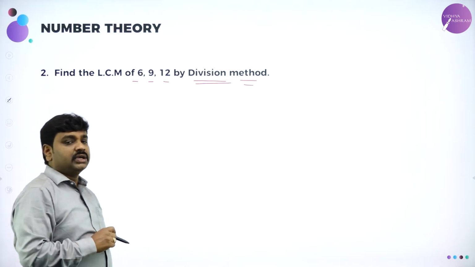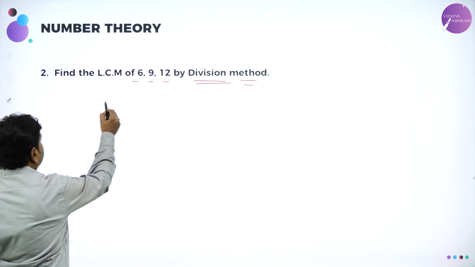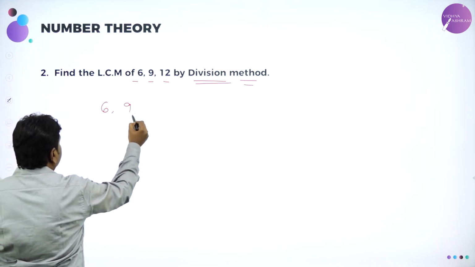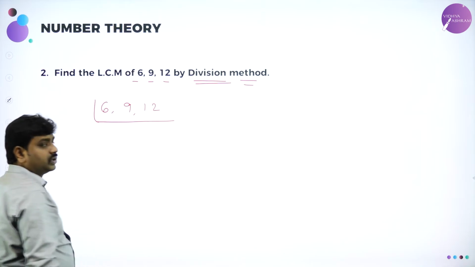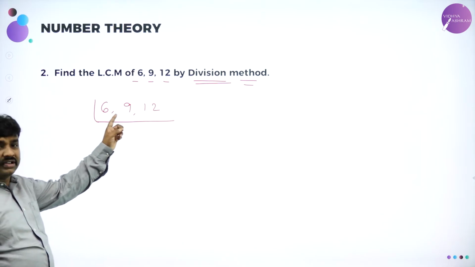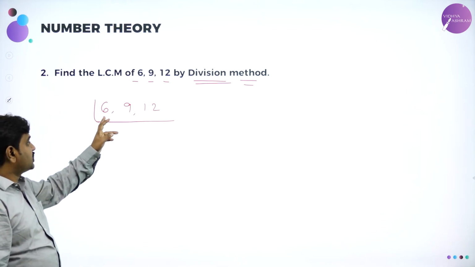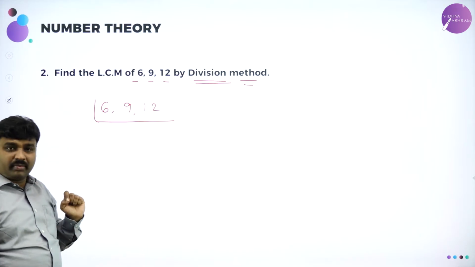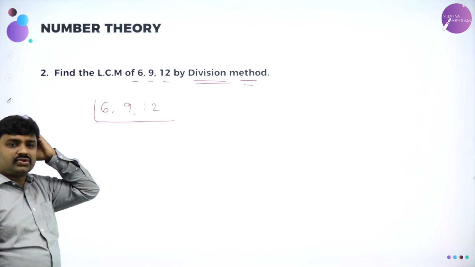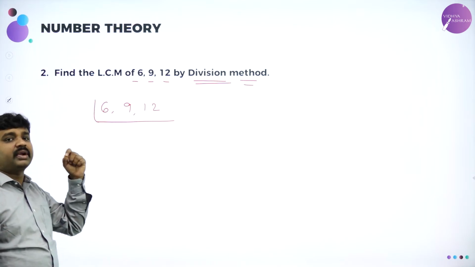Now I will teach you how to find the LCM by the division method. The first step is to write the given numbers 6, 9, 12 in a horizontal row and put a line like this, separating the numbers by commas. 6, 9 and 12, 3 numbers are there. 6 and 12 are divisible by 2, but 9 is not divisible by 2. So you can start dividing them with prime factors.